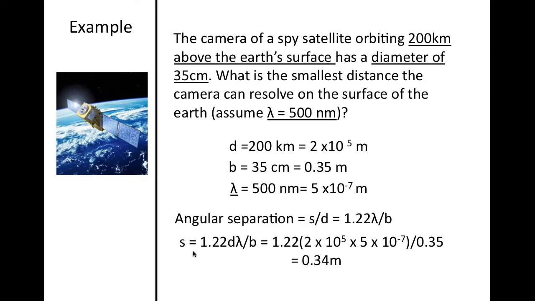We are going to solve for s because we're looking for the distance the camera can resolve on the surface of the Earth. When we solve for s, we get s equals 1.22 times d times lambda divided by b. Plugging in all of our numbers, we get an answer of 0.34 meters.